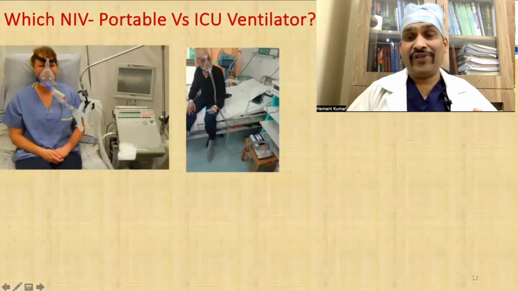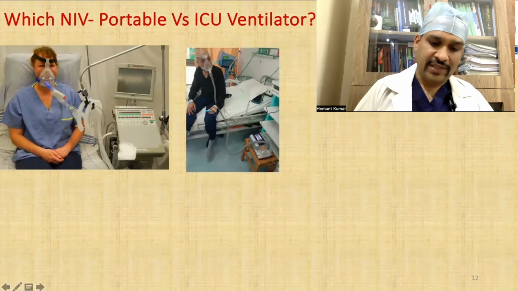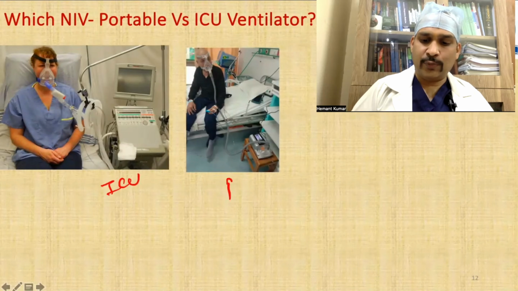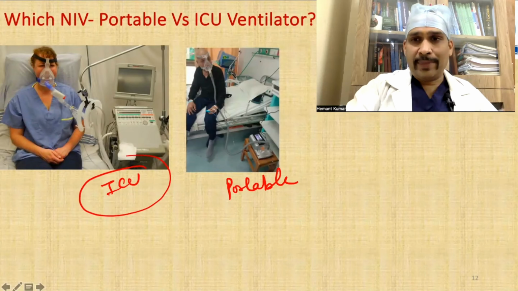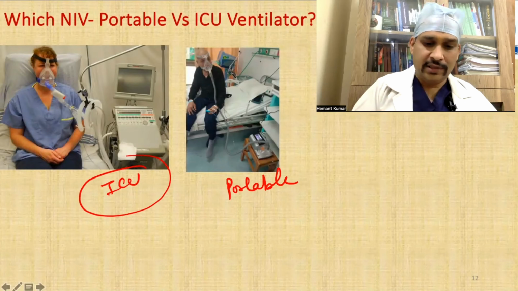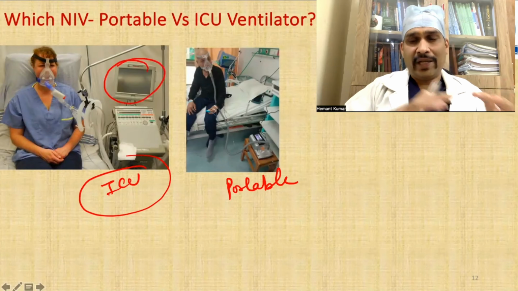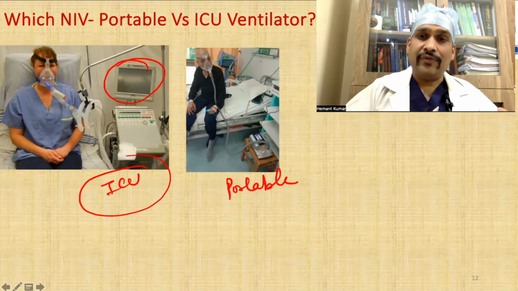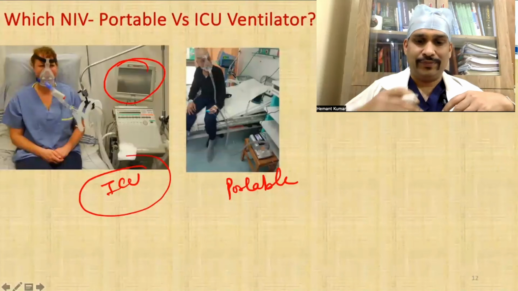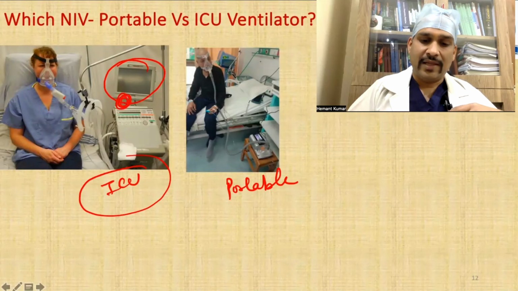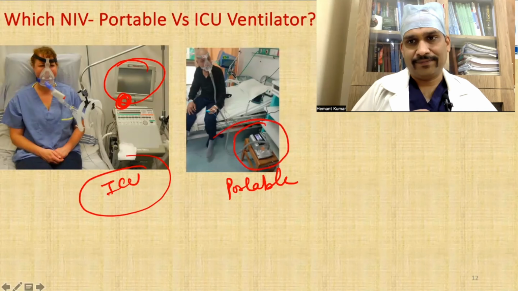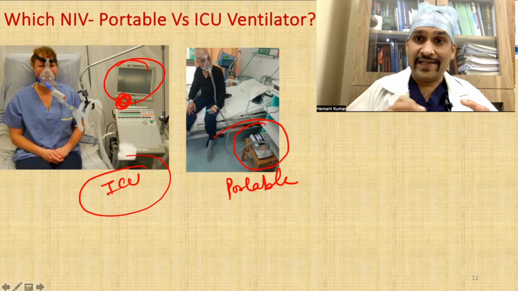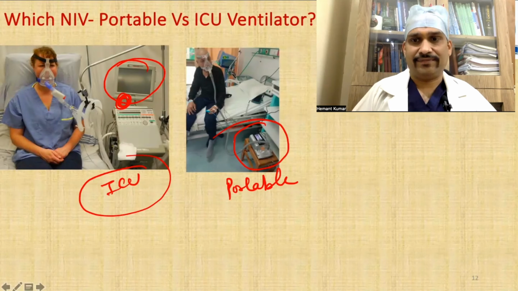So now the question is, which NIV? Because NIV is of two types. One is the ICU ventilator and one is portable. So preferably we use the ICU ventilator because we can do monitoring better, because we have a monitor and can see all parameters, and additionally we can give oxygen by this ventilator itself. The portable ventilator is less preferred because we cannot adjust the oxygen in this machine.